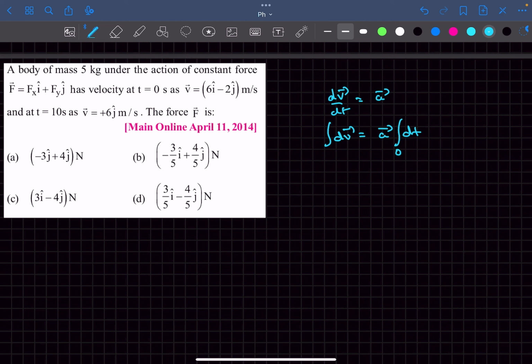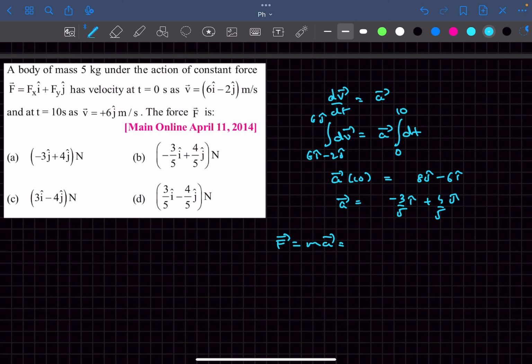Now as the acceleration is constant, we can take it out of the integral, and at time t equal to 0, the initial velocity was 6i minus 2j, and at time t equal to 10 seconds, the velocity vector was 6i cap minus 6j cap. So from here we'll get 10 times the a vector equals 8j minus 6i cap. So from here the acceleration vector comes out to be minus 3 by 5 i cap plus 4 by 5 j cap. Okay, so as they have asked the force, the force is simply mass times acceleration. So this comes out to be minus 3i plus 4j, and that would be option A.